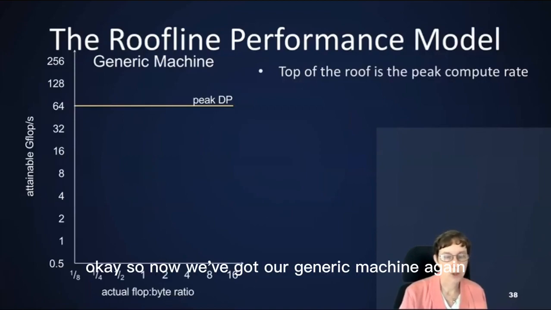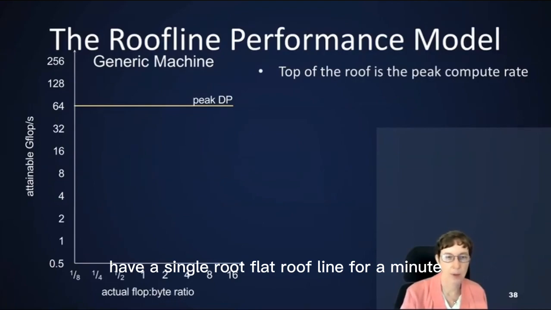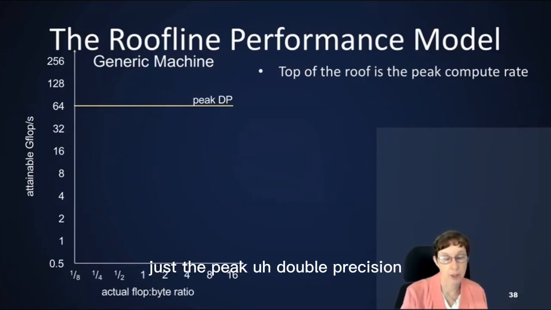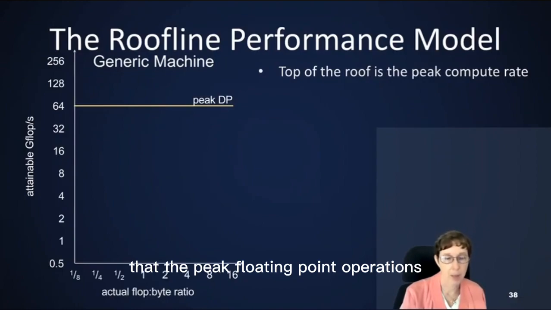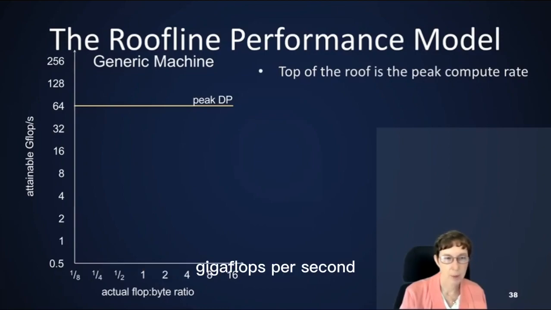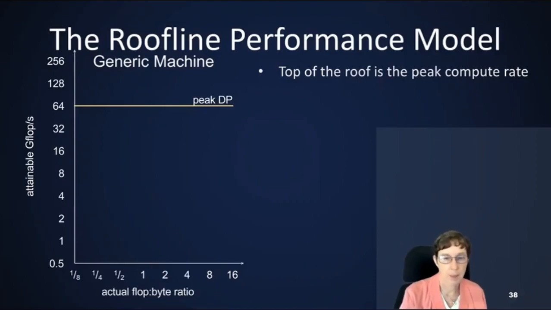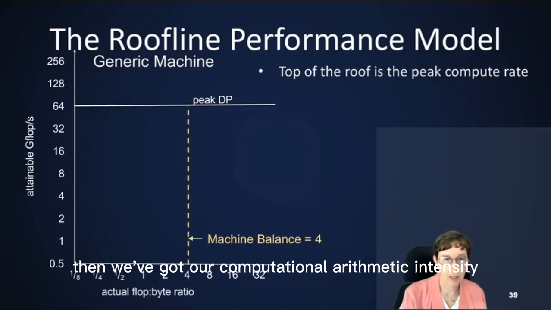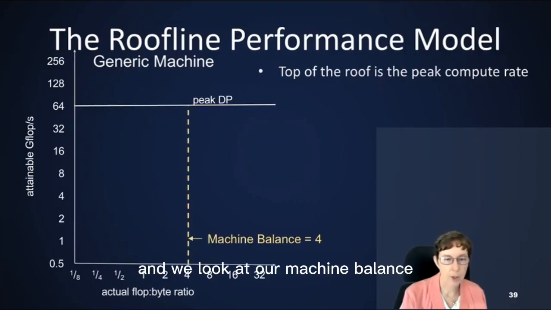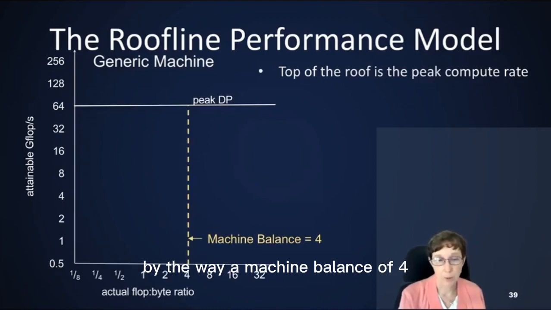Okay, so now we've got our generic machine again. And here I'm just going to have a single flat roofline for a minute, just the peak double precision, sorry, again, the peak floating point operations or double precision floating point operations per second. And once again, the axes are the attainable gigaflops per second. So we know that we can't possibly run faster than the hardware peak. That's the flat part here. And then we've got our computational or arithmetic intensity. And we look at our machine balance. Let's say that we have a really nice machine, by the way, a machine balance of 4.